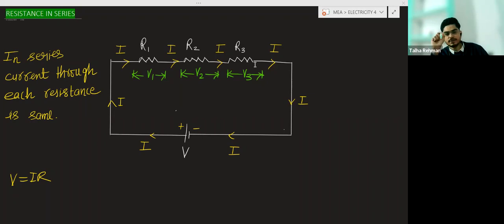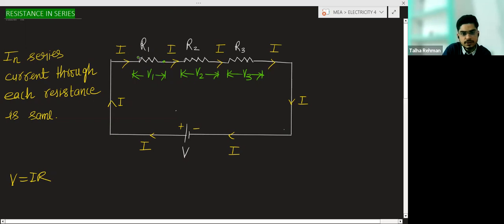if you are connecting one end of the resistance to another end, you can see here, for this resistance R1, this end of the resistance is connected with another end of the resistance. So basically this combination is a series combination, and remember one thing, in series combination current through each resistance is same. You have to remember this point.